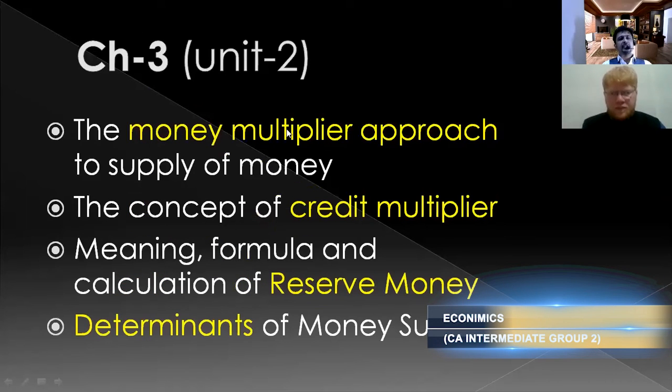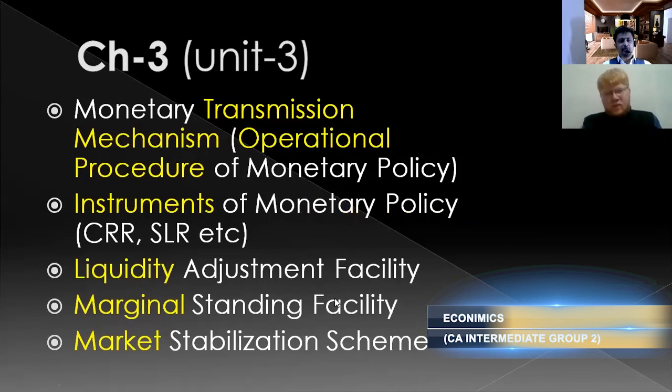Chapter number 3, the second unit: the money multiplier approach to the supply of money, the concept of credit multiplier, the meaning, formula and calculation of reserve money, and finally the determinants of money supply. Third unit from the third chapter: monetary transmission mechanism, which is also known as operational procedure of monetary policy. So there are different mechanisms through which the change in the monetary policy affects the aggregate demand. So they should study that.